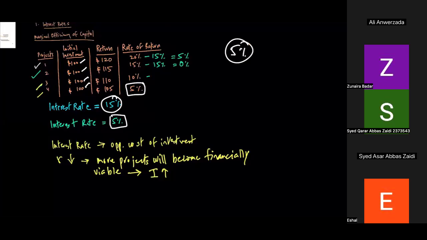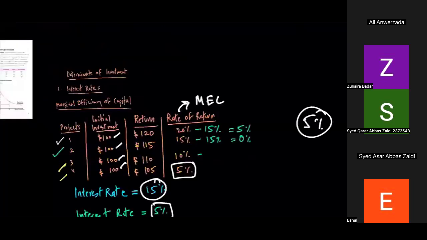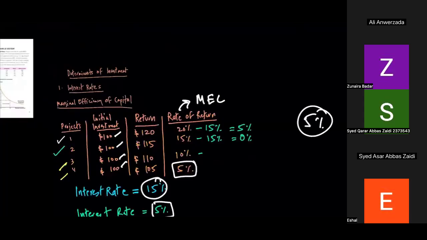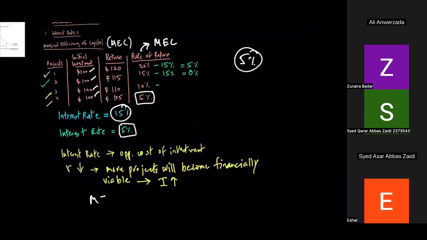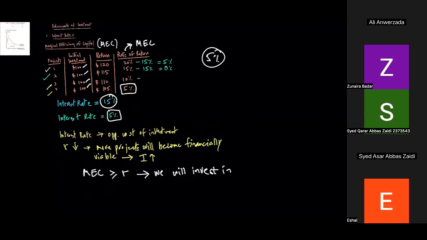Got it? So for us, this rate of return is called marginal efficiency of capital, MEC. The marginal efficiency of capital is the rate of return on a project. And we compare the marginal efficiency of capital with the interest rate. If the marginal efficiency of capital is greater than or equal to the interest rate, we will invest in a project. Got it, guys?